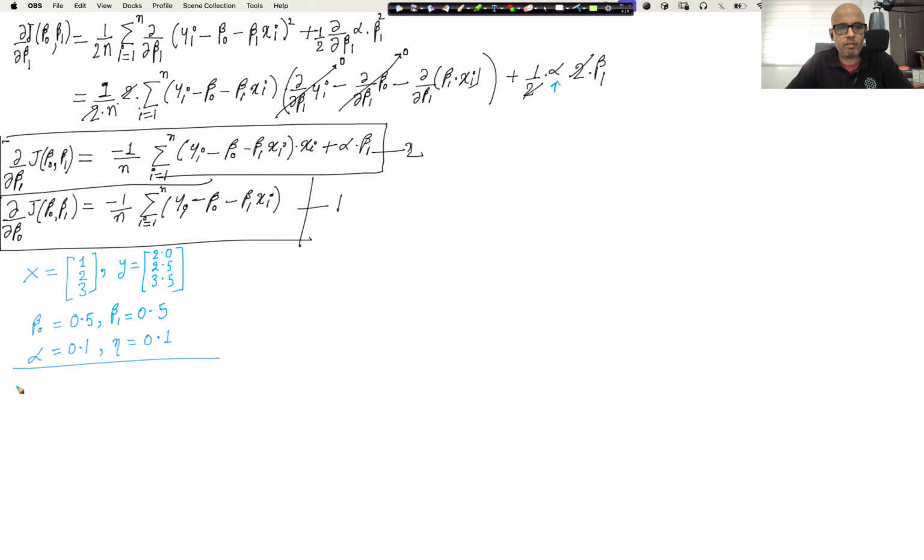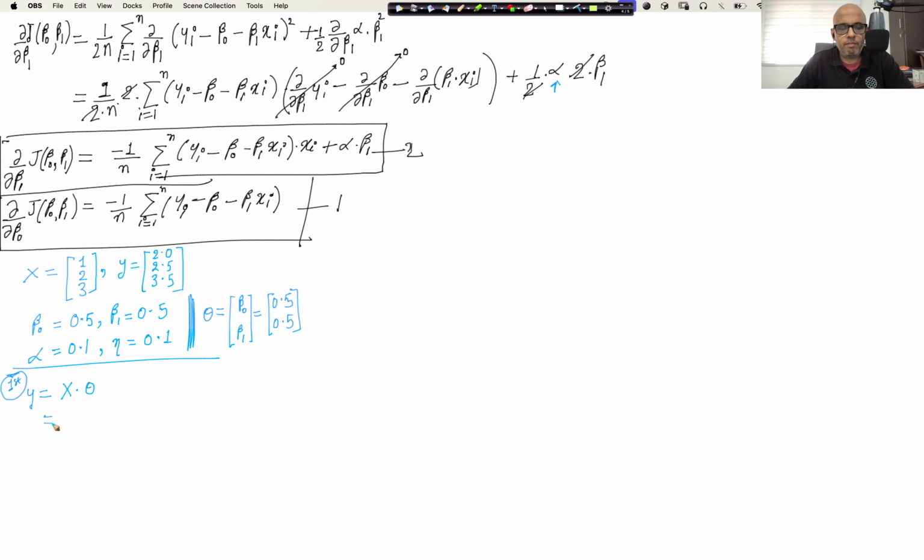Now we'll calculate the first value in the very first iteration that we are working through. We will calculate the predicted value of y. So the predicted value of y is given by x dot theta, and theta in our case is simply equal to a vector which holds two values. One is beta 0 and the other one is beta 1. So beta 0, we know that it is 0.5, and beta 1, we know that that is 0.5 as well.